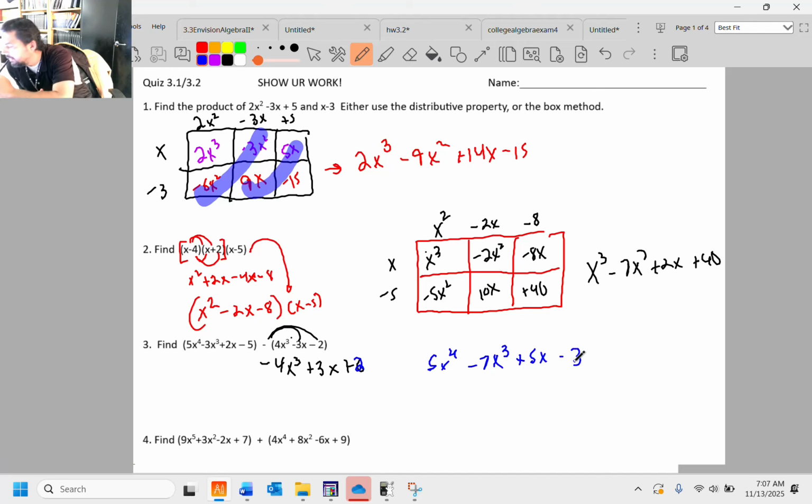Something seems off about that. Maybe it's me. 5x to the fourth, negative and negative is negative 7. 2x plus 3x is 5x. Negative 5 plus 2 is negative 3. All right, nothing. Just seemed off. Moving on to 4.